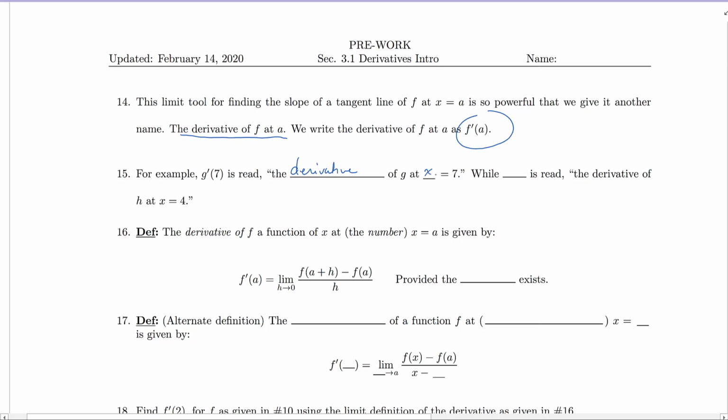Well, what would be read as the derivative of h at x equals 4? Go ahead and fill that in. I'm going to leave that to you. How would you say the derivative of h at x equals 4? What would you write using this as your guide?